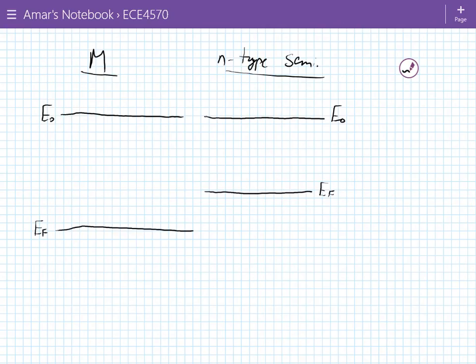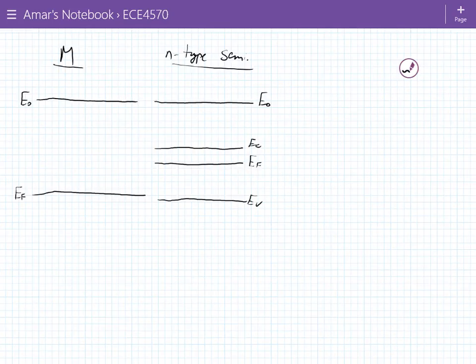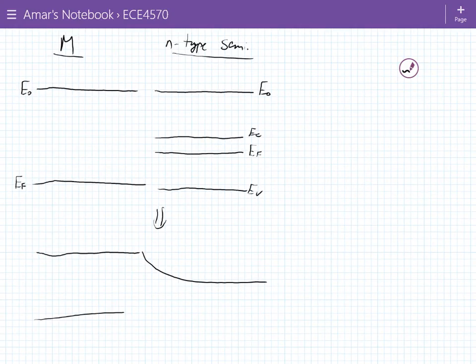Now, initially when the two materials are brought in contact with one another, the free electron levels will line up. And once equilibrium is established, the Fermi levels will line up. So this is the conduction band, and this is the valence band. Now, once equilibrium is established, the band diagram will look more like this, where the Fermi levels are lined up with each other.